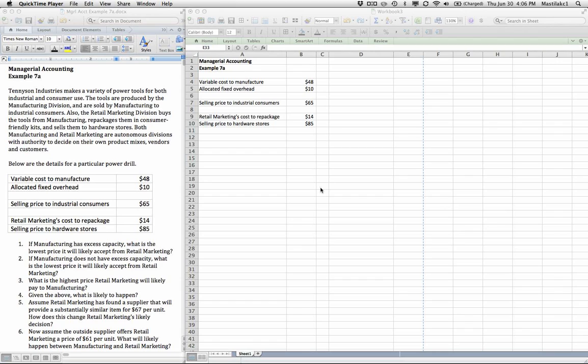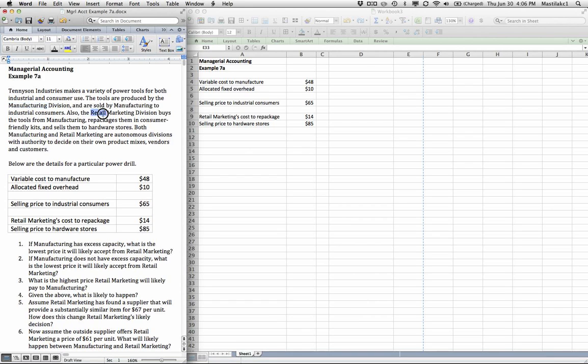We've got two different divisions. Each one sort of has an opportunity to work outside, or they can work with different divisions of the same company. And again, this is what makes transfer pricing difficult or contentious, is that in theory, the managers of the manufacturing and retail marketing divisions are supposed to be working for the same company. They're supposed to be on the same team.